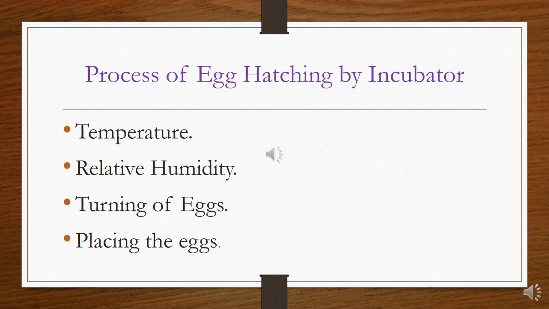Secondly, relative humidity. In kerosene or electric incubator, the relative humidity for the first 18 days should be 50% to 60% and for the next 3 days 65% to 75%.